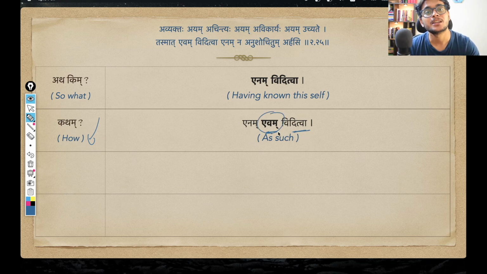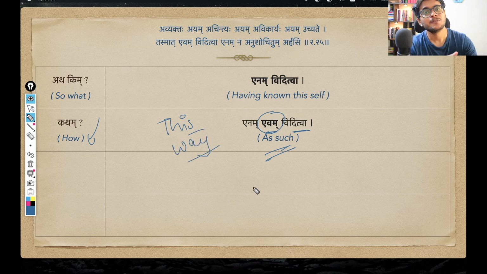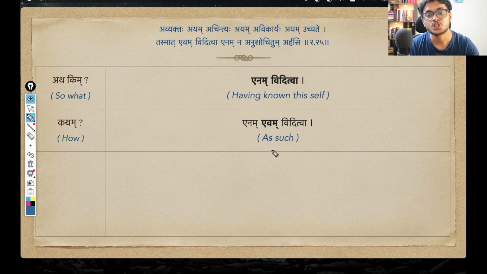Evam, this is an indeclinable, an avyay, which means as such. We already see this evam a lot of times in the meaning of this way, as in evam karoti, so do it this way. This is a very common use of evam, but in the context of the shloka, this means as such. Krishna is saying, the way I have just described the self, having known this self as such, after completely realizing the nature of this self as the way I just described. This is what Krishna is implying by this evam, enam evam viditva. Okay, so I hope this is clear.